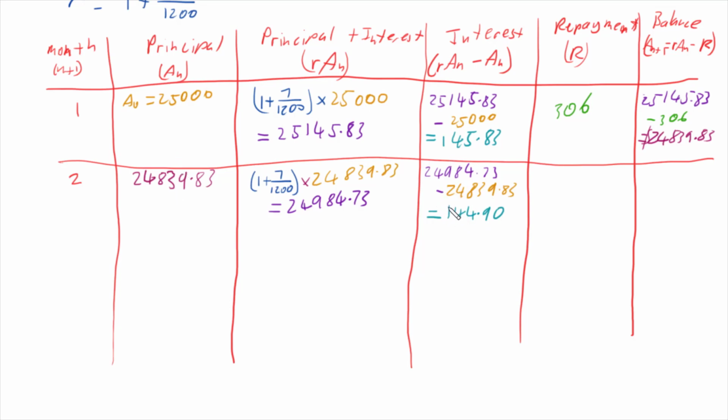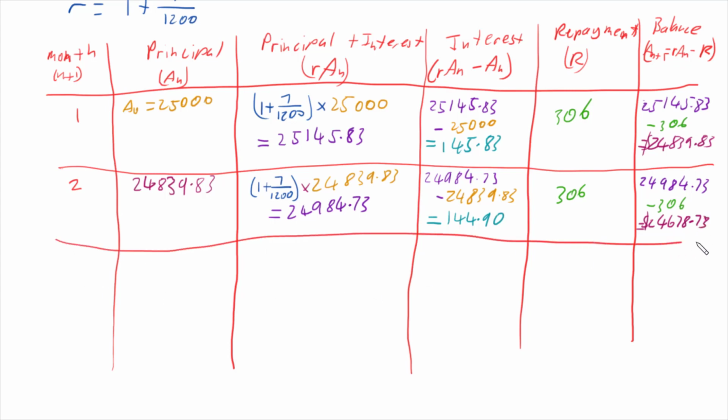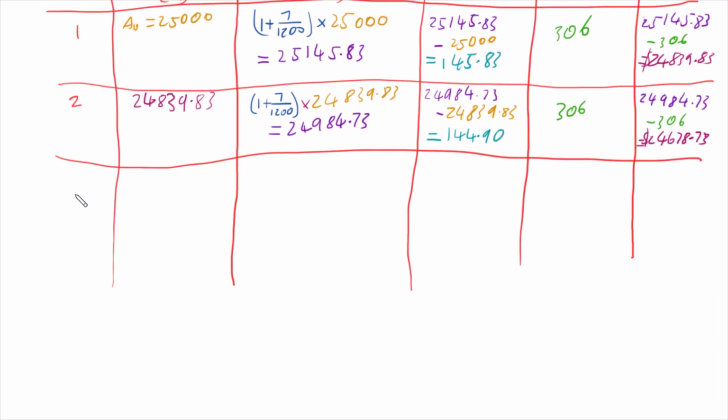So far we're okay. Our repayment is the same, 306. And then finally our balance, which is going to again be our principal plus interest, $24,984.73, minus off our repayment of 306. So our balance at the end of this month is $24,678.73. Okay, keep going. Let's do month number 3.